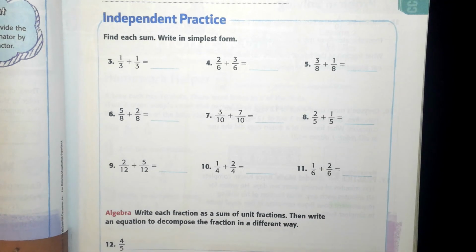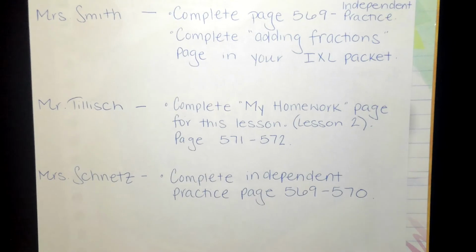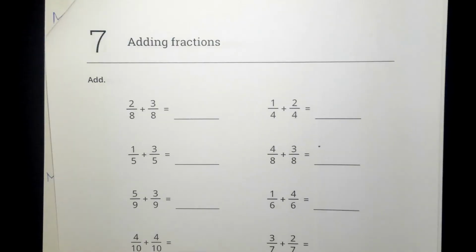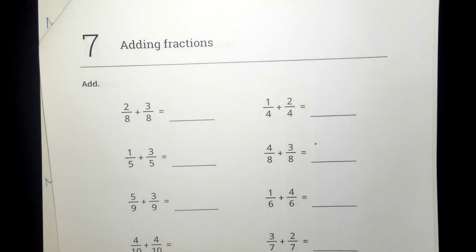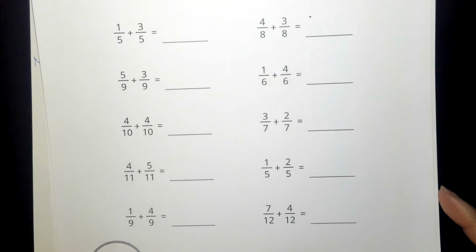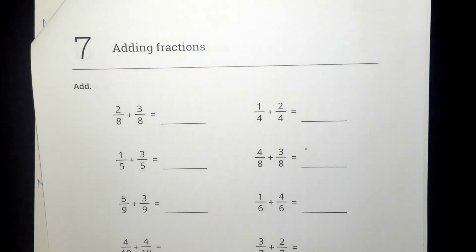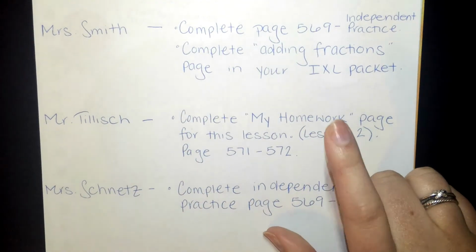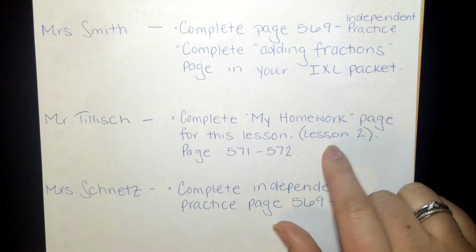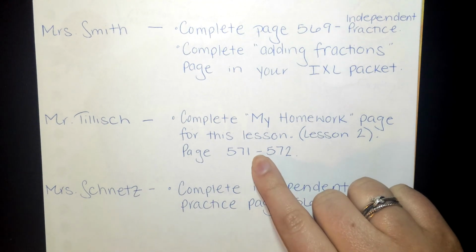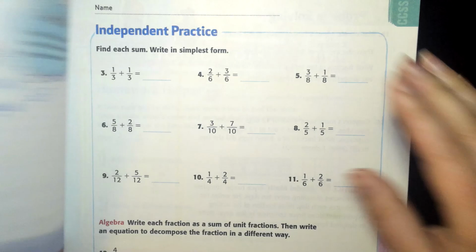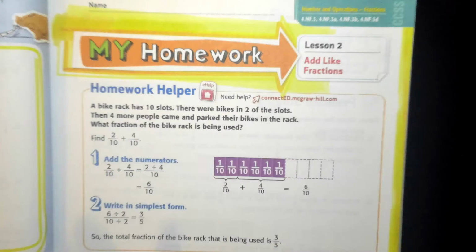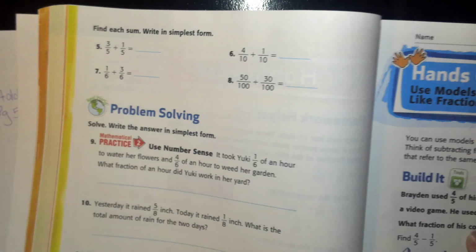and your job is to complete this entire front page. Then, if you're in my class, after you complete the front page of that independent practice, you're going to open up your IXL packet and complete this page, page 7. It has a few questions on it about adding like fractions. If you're in Mr. Tillish's class, your job is to complete the My Homework page for this lesson, lesson 2 in your math book. The page numbers are 571 to 572. They look like this. So this front side as well as the back side.